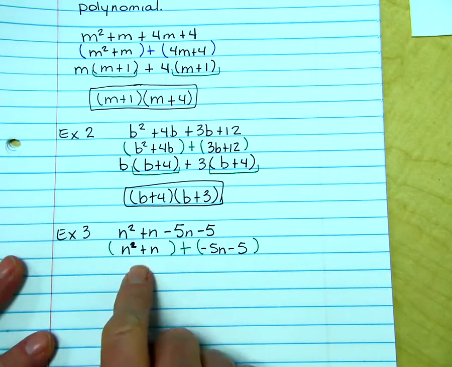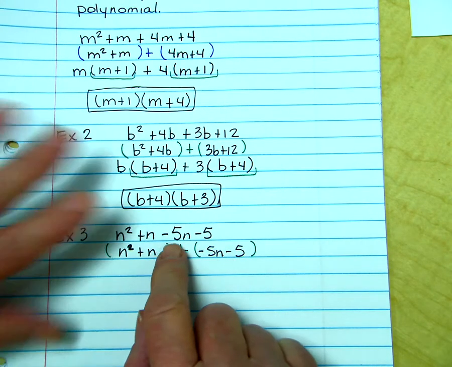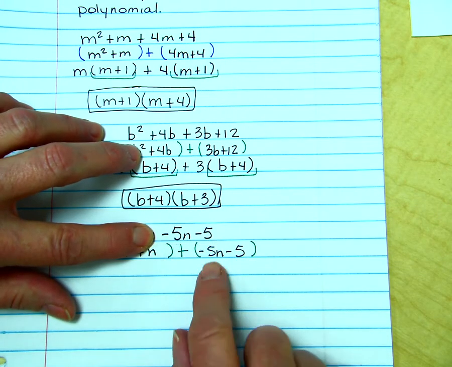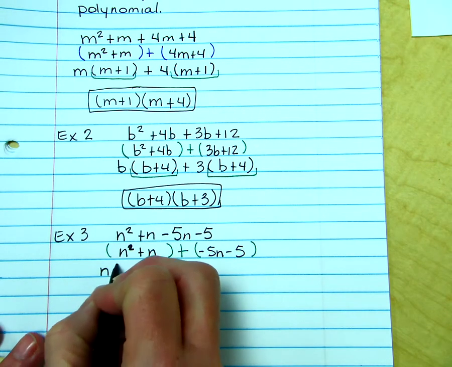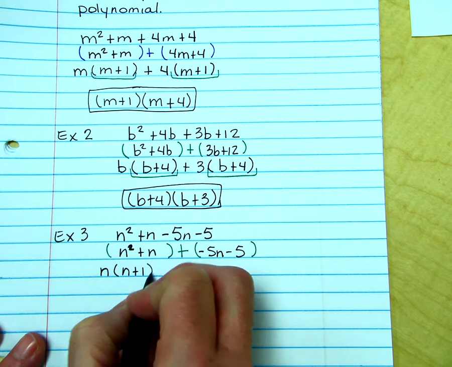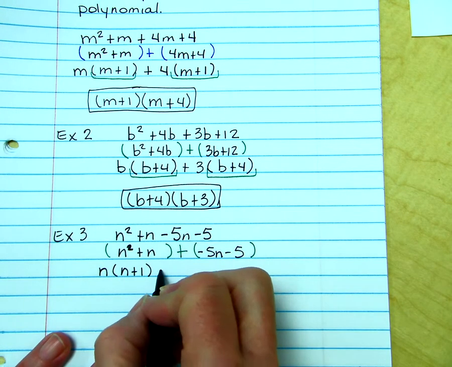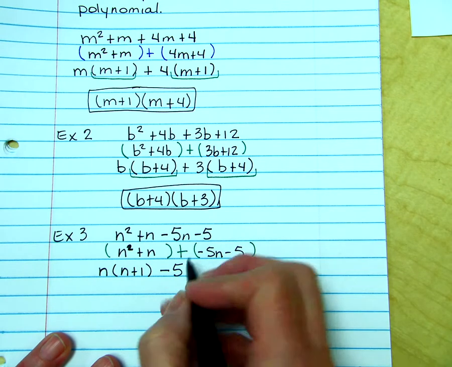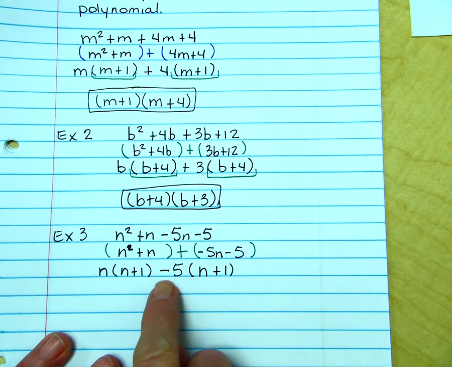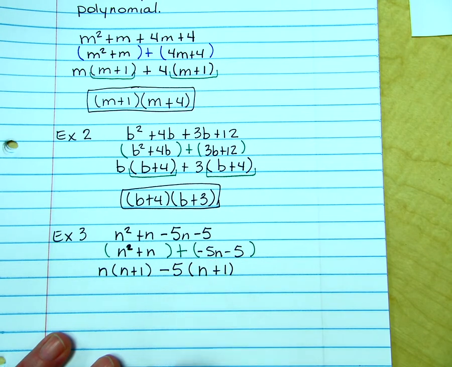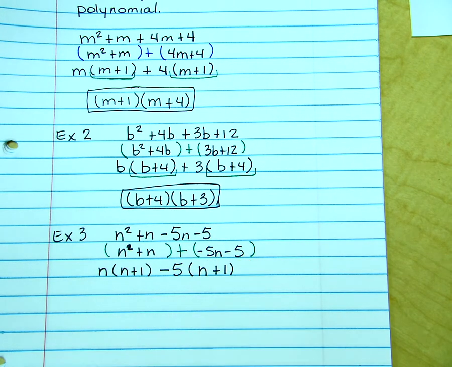So we put the first two here, we always have a plus sign here, and then we have the rest of it, the negative 5n minus 5 is our second group. N squared plus n have n as a common factor, leaving n plus 1. Negative 5n minus 5 have negative 5 as a common factor, leaving an n plus 1. Negative 5 times n is negative 5n. Negative 5 times positive 1 is negative 5.